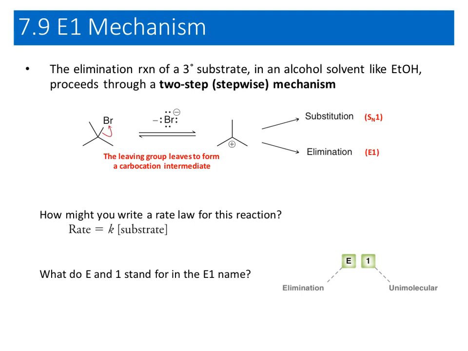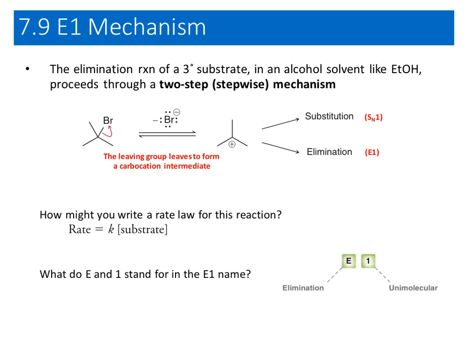Now, the first step in the E1 mechanism is loss of leaving group. And after loss of leaving group, we are going to form a carbocation. So this step is exactly similar to SN1 mechanism. So we are forming a carbocation, and whenever we are forming a carbocation, we need to consider the chance of rearrangement.